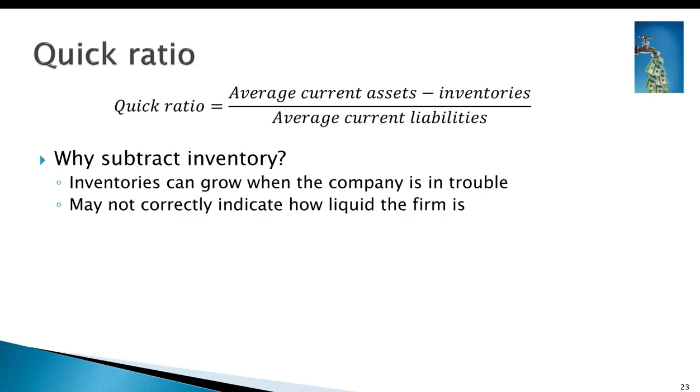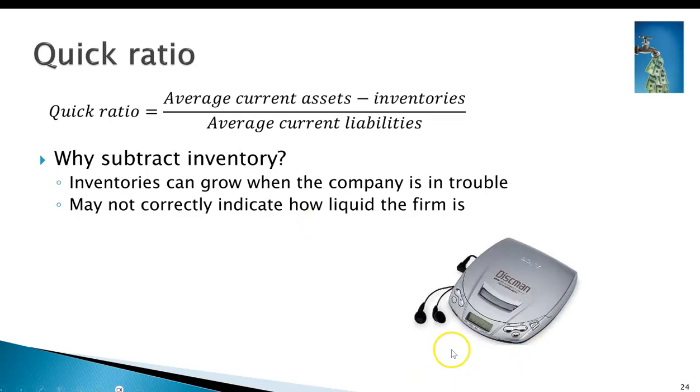That's a more precise measure, I guess, a more immediate measure of your ability to meet your current liabilities. So that's why we take inventories out. We'll often look at that in addition to the current ratio. I've got a picture of this here, just an example I thought of.